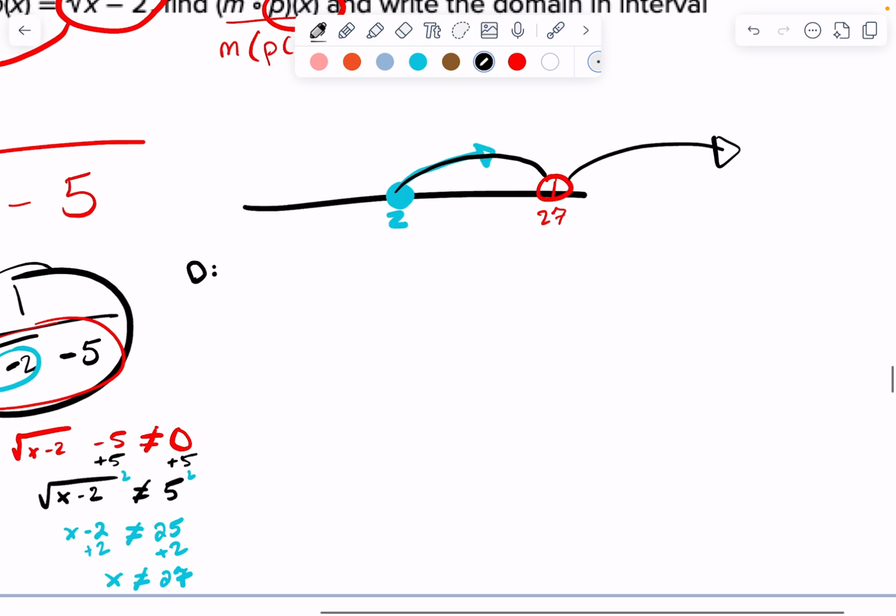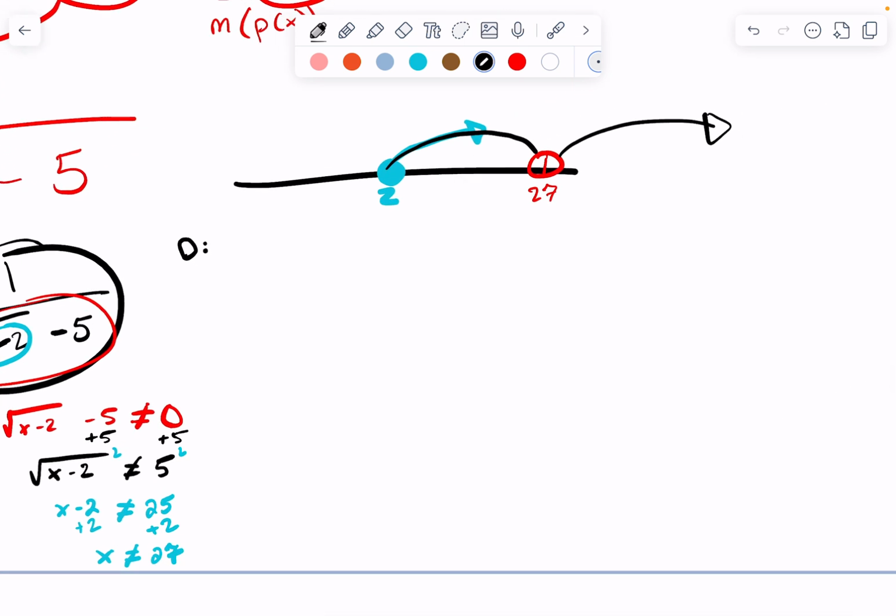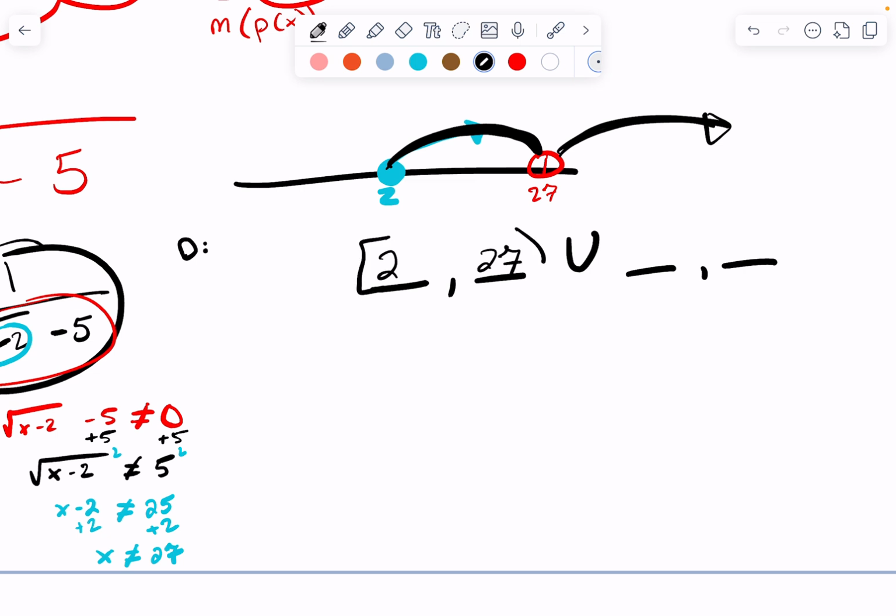So how do we write that in interval notation? Well, we have two little loops going on here. So I have two pieces unioned with two other pieces. What's over here? This is going from 2 to 27. This one's a bracket, this one's a paren. And then we're going from 27 to whatever lives over here, which is infinity, paren. This is what it will look like.